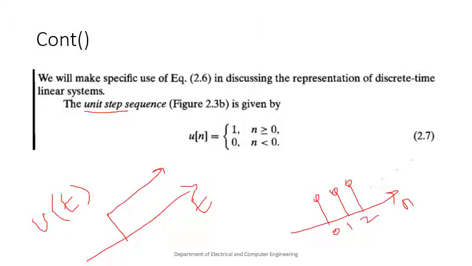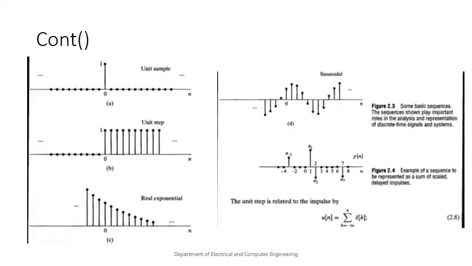However, this is a very important signal, the unit step sequence. U of n is 1 when n is greater than or equal to 0, and 0 when n is less than 0. So n is less than 0 here, so it is 0. So these are the few signals.